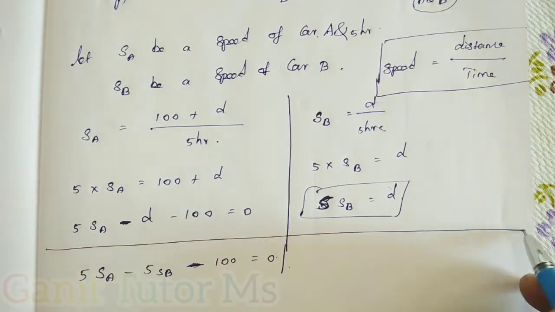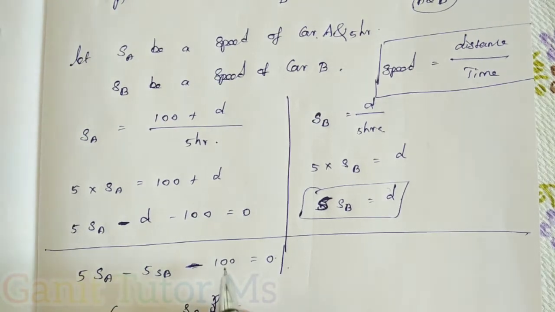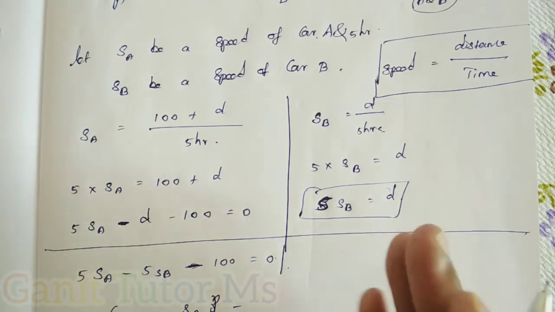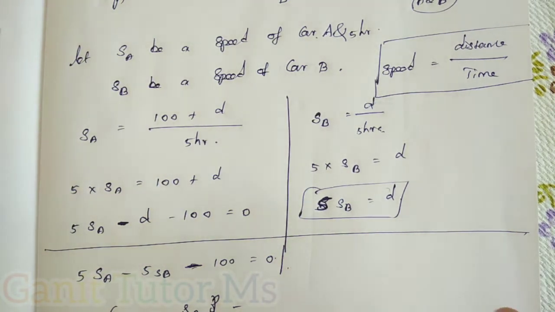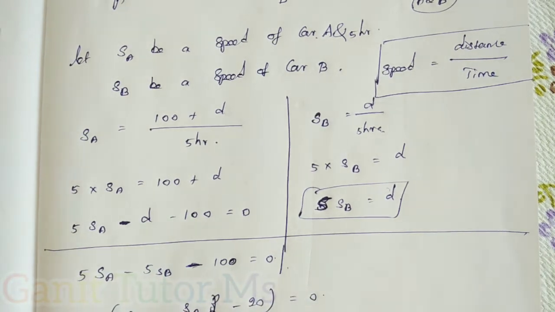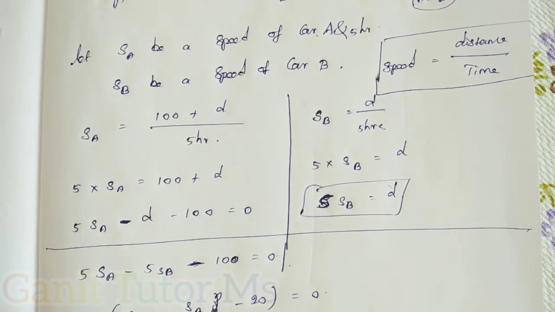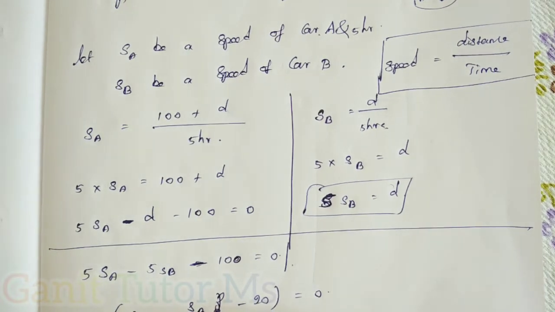Clear? Any doubt? Next, we can take 5 as a common factor. So 5 into SA minus SB minus, when you are taking 5 from 100, how many times of 5 should be there in 100? That is 20 times, equal to 0. So next, SA minus SB minus 20 equal to 0, that is equation number 1.